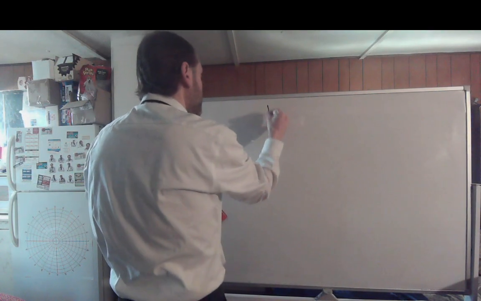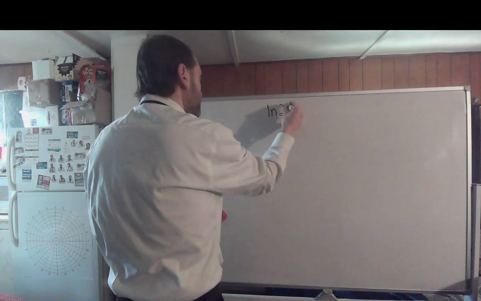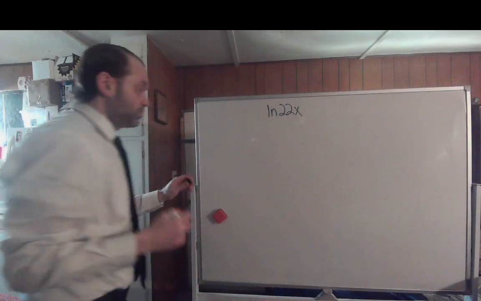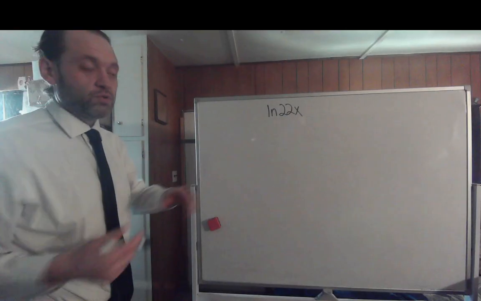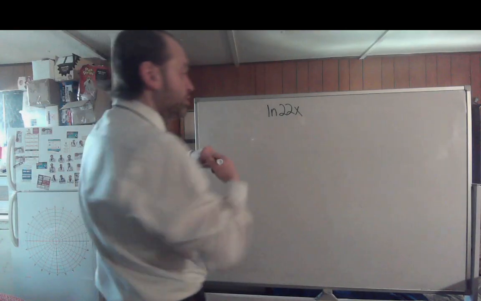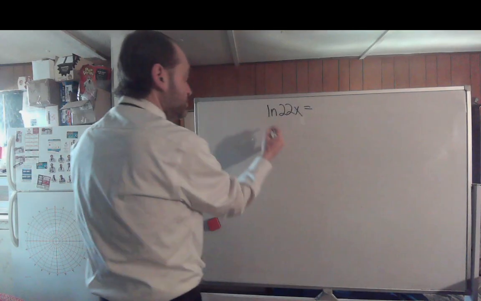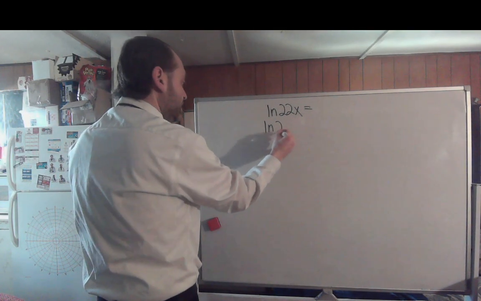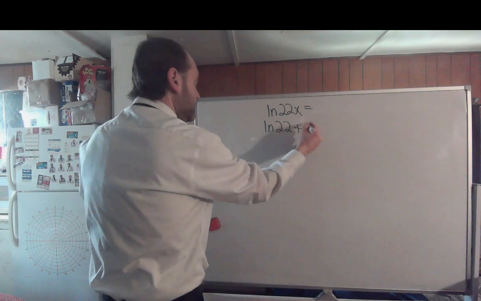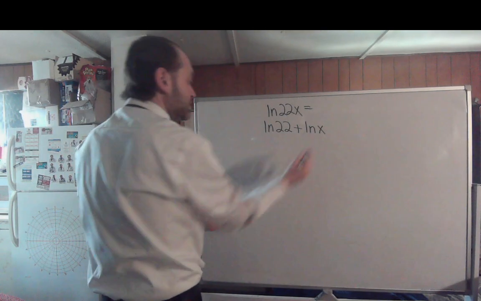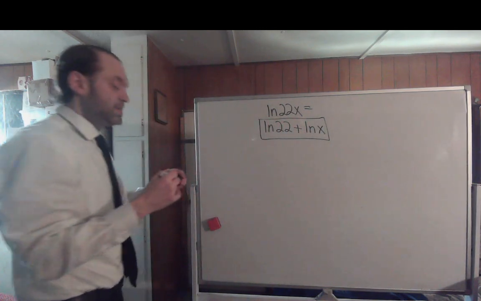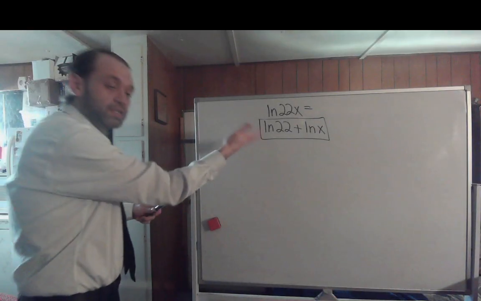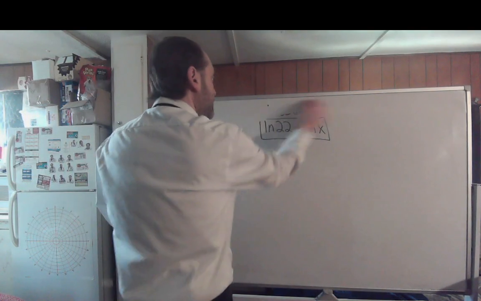Now we have the ln of 22x. So we have the ln of 22x, which is the same as log base e of 22x. Another product property, so this is going to turn into the ln of 22 plus the ln of x. So this would simplify into the ln of 22 plus the ln of x.